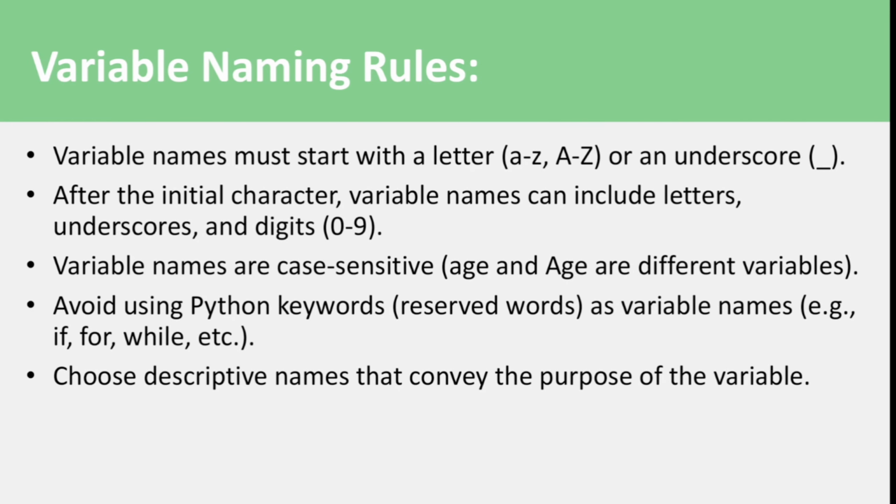Now, naming rules. Variable names must start with a letter, A to Z or capital A to Z, or an underscore. After the initial character, a variable name can include letters, underscores, and digits 0 to 9. Variable names are case sensitive. For example, age and capital AGE are different variables. Both words are the same, but Python considers them different variables because the capitals make them another variable.